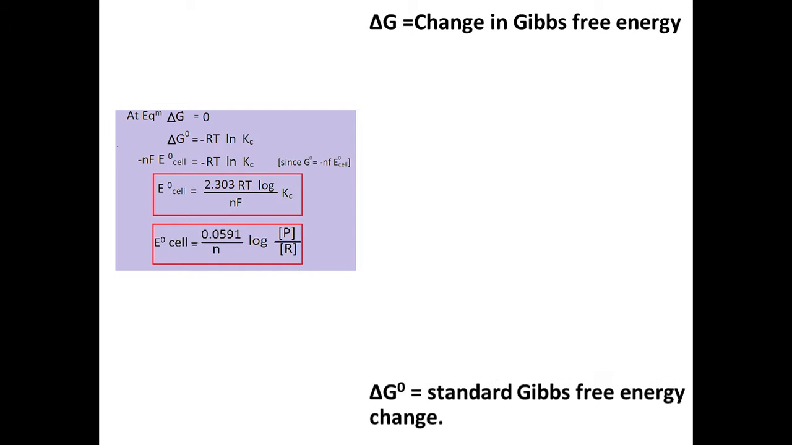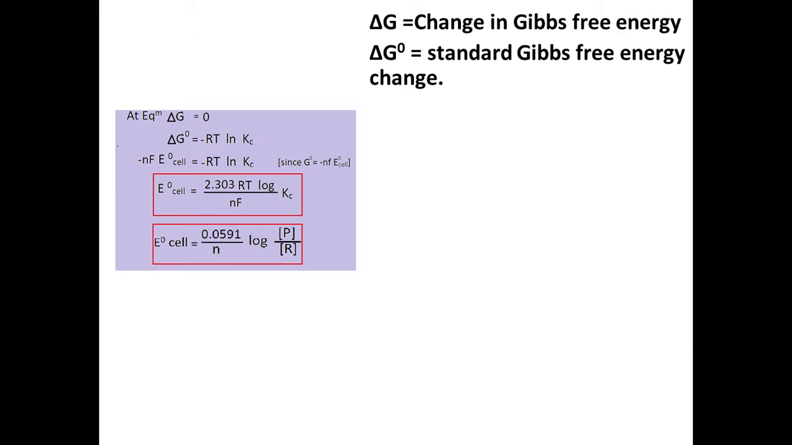Come to the next, we talk about the different abbreviations that I use in the above reactions. The first one is del G, that is change in Gibbs free enthalpy or energy. Del G naught, that is standard Gibbs free enthalpy or energy. E naught cell, that is also known as standard cell potential.